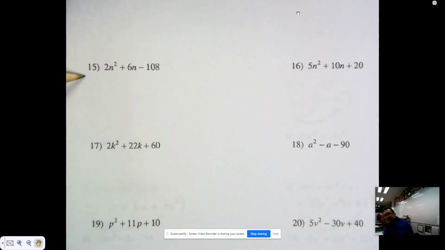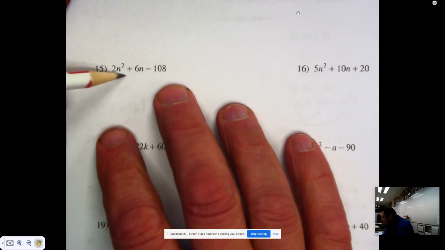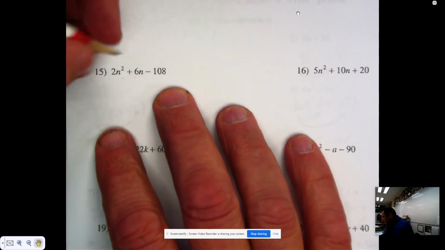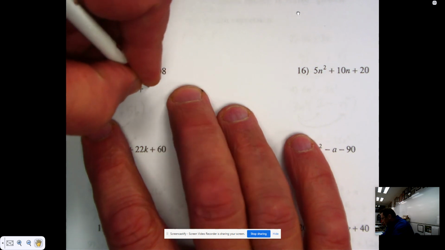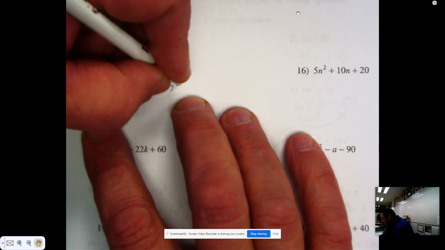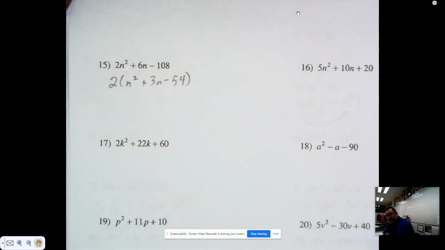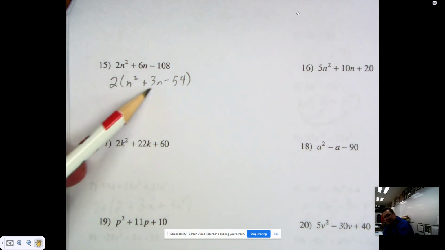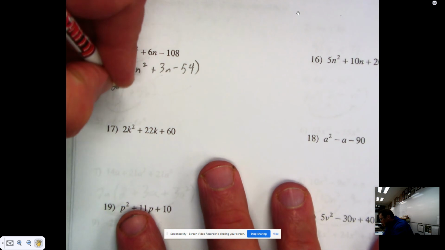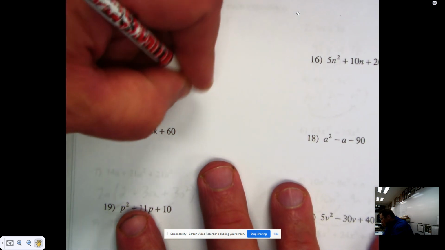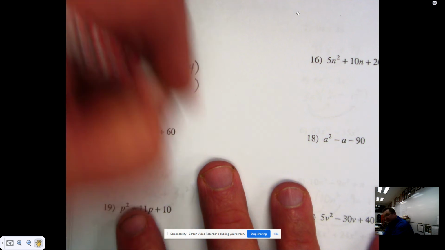On number 15 here, we have 2n squared plus 6n minus 108. You might notice that all of those are even. Since they're all even, it's going to make our problem easier if we pull out a 2 first. Okay, so we pull out a 2. If you multiplied this through, you'd have 2n squared plus 6n minus 108. But now, when you go to factor, you keep that 2 out front, and then we factor it just as we have been on the other ones.